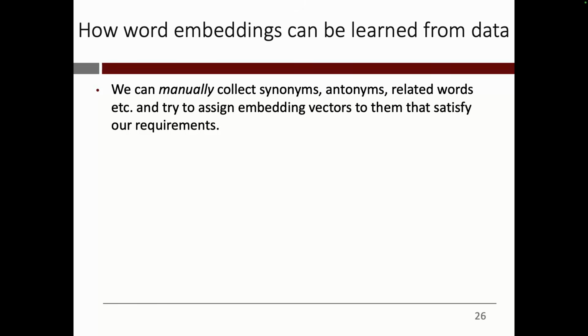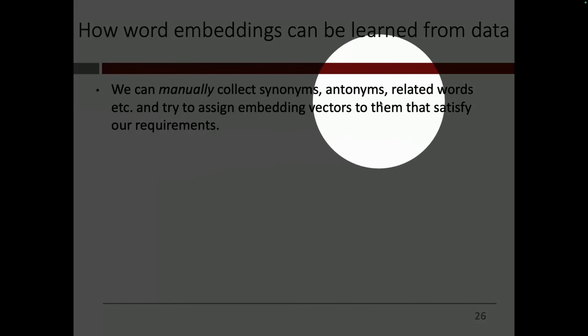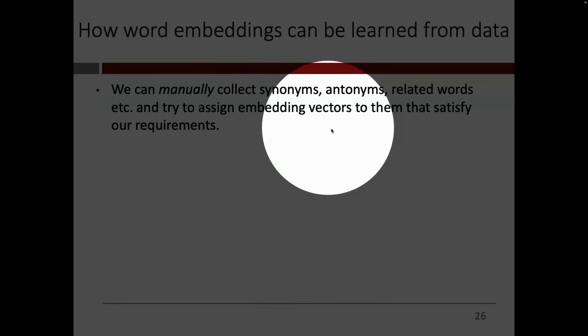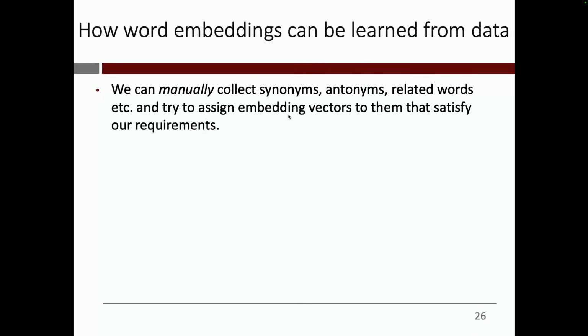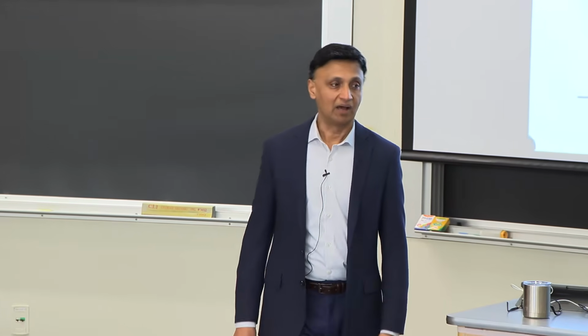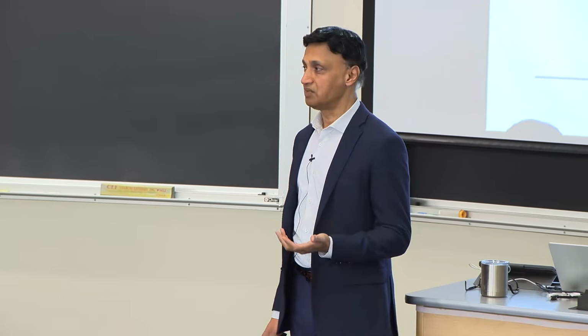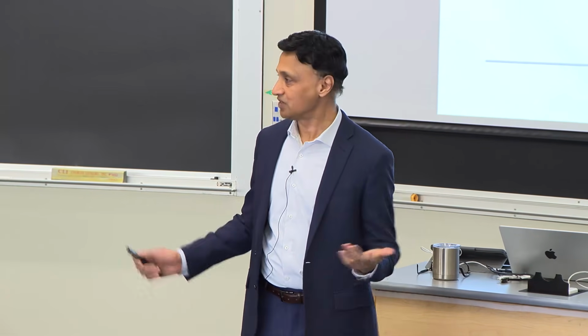So now, let's think about how we can learn these standalone embeddings from data. Now, the naive way to think about it would be, hey, why don't we manually collect a whole bunch of synonyms, antonyms, related words, etc., and try to assign embedding vectors to them that satisfy our requirements? Now, as you can imagine, this is going to be a long, painful, and never quite complete exercise. So, given that we are machine learning people, the question is, can we do it in a better way? Can we just learn it from the data without doing any of this manual stuff?